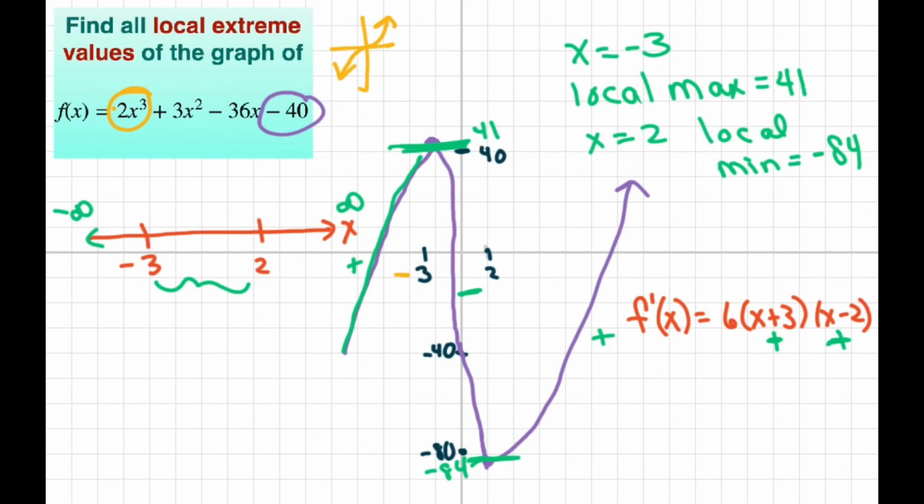And instead of graphing it, what you could do is look at these critical numbers here and know that it's positive till we get to negative 3. Then at negative 3, it turns negative, so we go down until we get to 2. Then it turns positive again. We don't get the exact graph, but it didn't ask you for the graph. It just asked you for your local max and your local min.